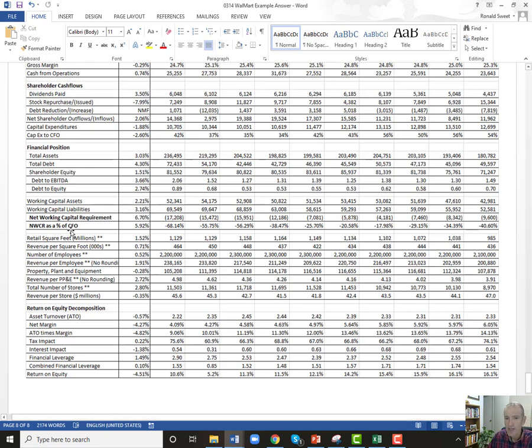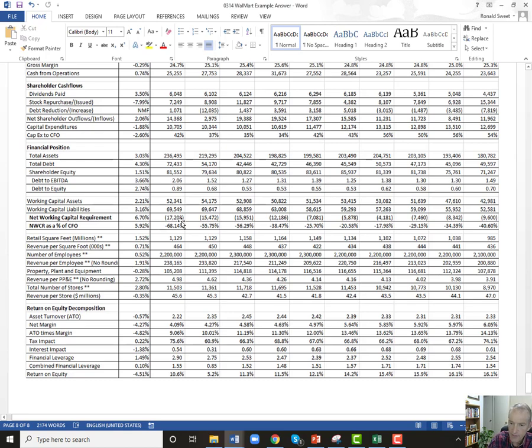The other thing I do is give you net working capital requirement as a percentage of CFO. You can see for Walmart, it's 68%. That's the highest it's ever been, and it's a source, so that's wonderful. So Walmart is doing a great job of managing its working capital requirement. So now the question is, why is that? What are they doing specifically?